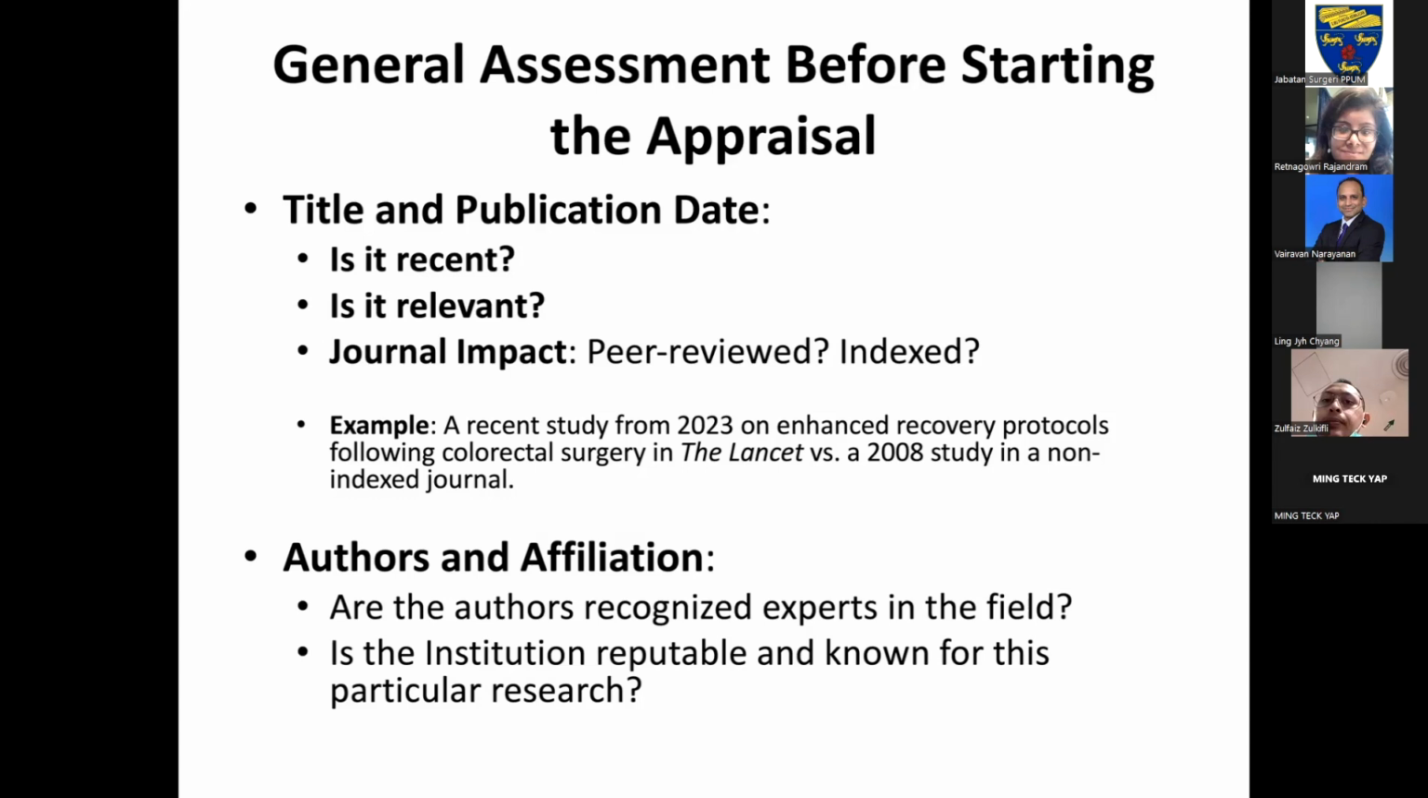The institution itself, again, is it reputable? Is it known for this particular research? It actually improves the importance of the article, but it's not essential. So both of this, author and affiliation, while it actually makes the article more important and relevant, it is not essential. So even if you don't recognize the author, if you don't recognize the institution, as long as it's relevant and recent and it's published in a good journal, you still should consider reading it for the information it contains.